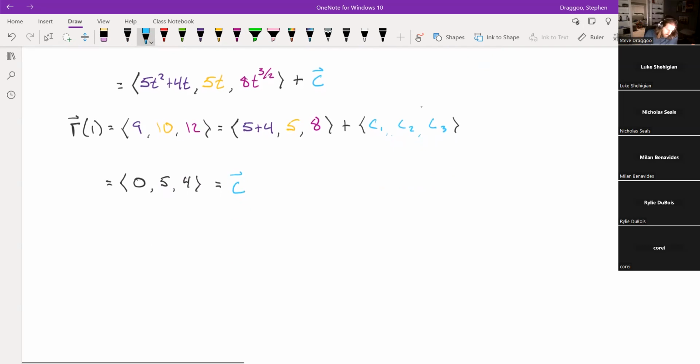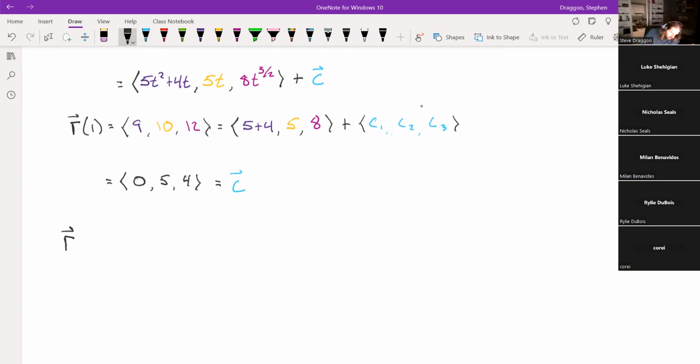So now I just have to write out my whole equation. R of t with all the numbers plugged in is 5t squared plus 4t plus 0. I'll add it in just for completeness' sake. Y component is 5t plus 5. And my z component, 8t to the 3 halves plus 4. And there we have it, a vector function.